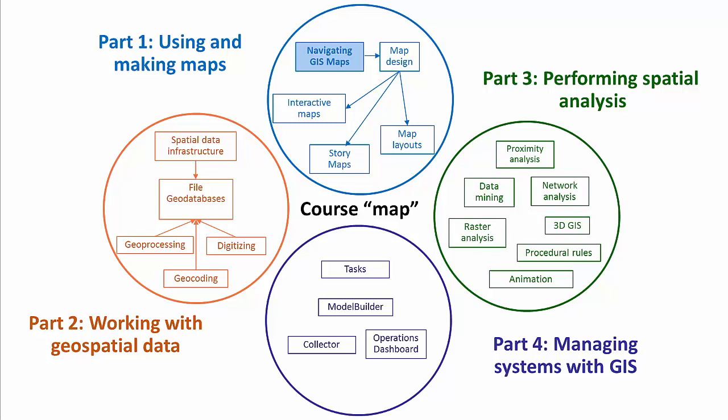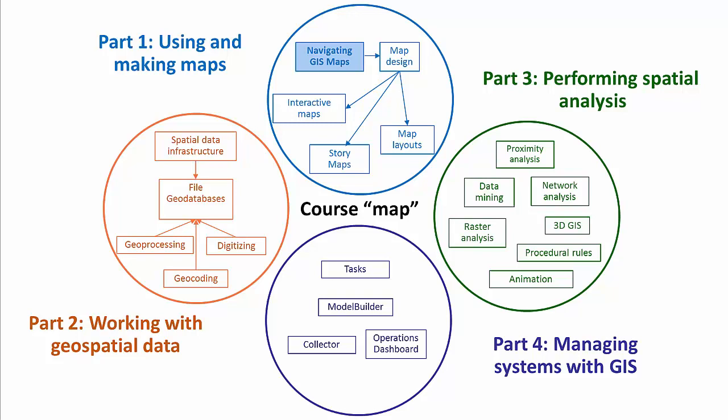After we do that, we need to learn how to work with geospatial data. So part 2 is going to involve the spatial data infrastructure, those file geodatabases that I talked about, how to geoprocess information, how to create your own information by digitizing or geocoding address information.